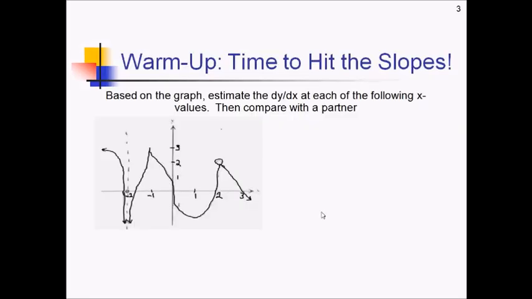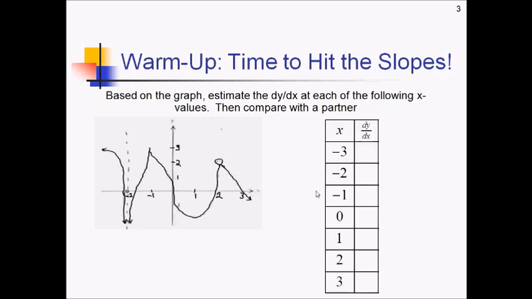As our starting point, pause the video, take a look at this graph, and see if you can estimate dy/dx, the slope, at each of the following x values. Okay, let's see what we came up with here. So at -3 over here, we're flattening out, so it looks like we're approaching 0. Whether or not we actually get there, that's pretty close to what the slope is over there.